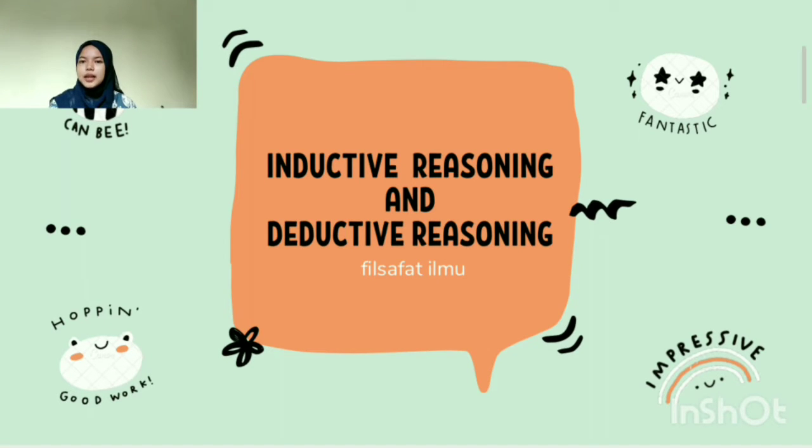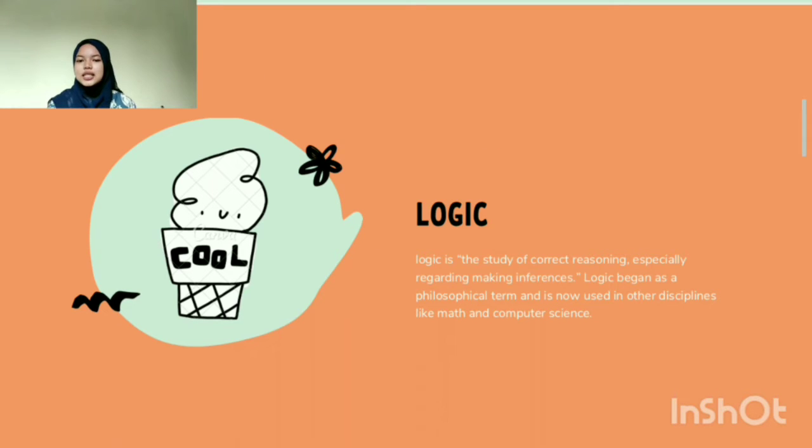Today, I will explain about inductive reasoning and deductive reasoning. Logic is the study of correct reasoning, especially regarding making inference. Logic began as a philosophical term and is now used in other disciplines like math and computer science. While the definition sounds simple enough, understanding logic is a little more complex. Use logic explained to help you learn to use logic properly. In conclusion, logic is divided into two, namely inductive reasoning and deductive reasoning.